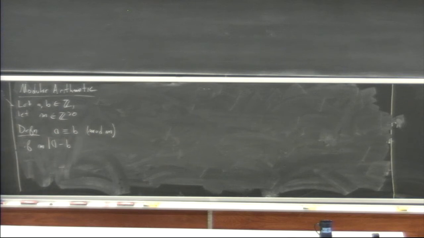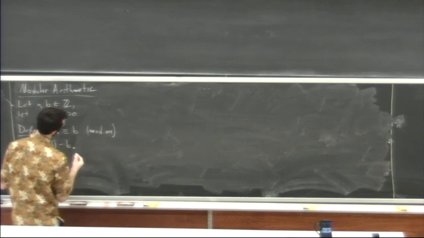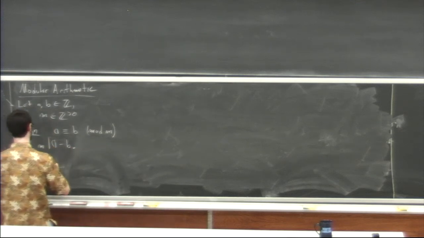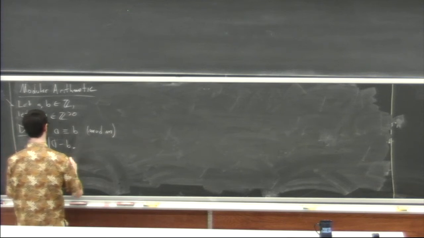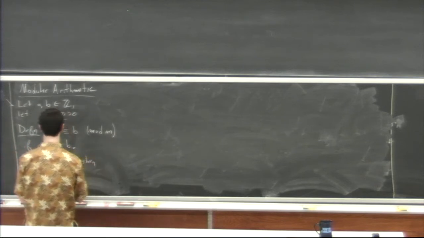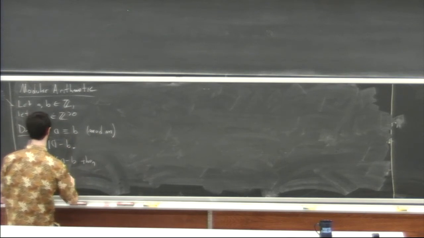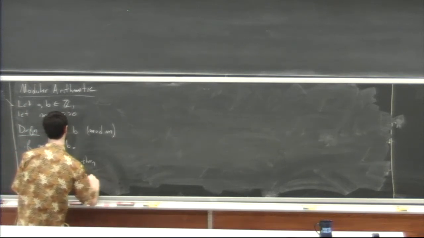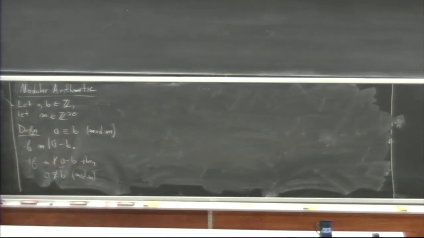And also if m does not divide a minus b, then we write a is not congruent to b modulo m. The first thing to note is it looks like this definition is lopsided because I picked a minus b instead of b minus a. But something important to notice is that if m divides a minus b, then m also divides b minus a and vice versa. So it didn't matter which order I picked to subtract. It's irrelevant.